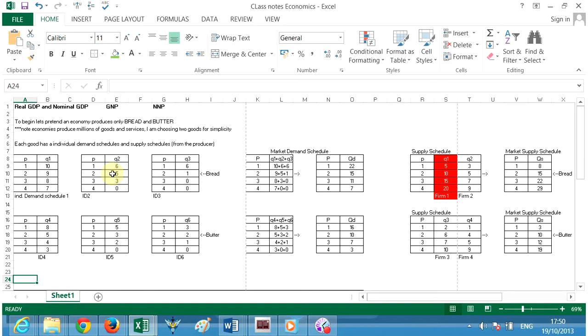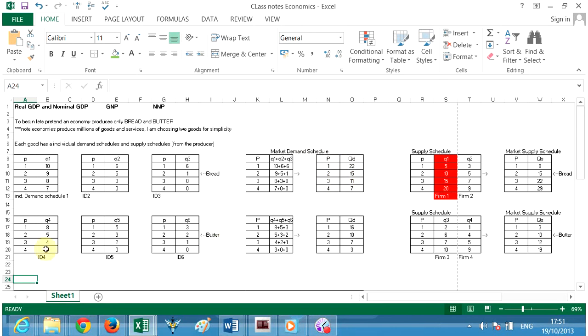Now, once we have the individual demand schedule for bread, we add up each of these quantities demanded at each price, 10 plus 6 plus 6, to get the market demand schedule for bread. So at the price of 1, the market quantity demanded is 22, at price 2 it is 15, at 3 it is 11, and at the price of 4, the quantity demanded is 7. I'm just adding those across here, and you can see how I added it here, here, and here. So this is the market demand schedule for bread.